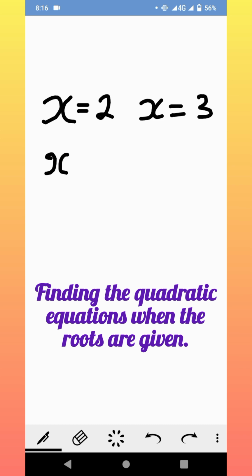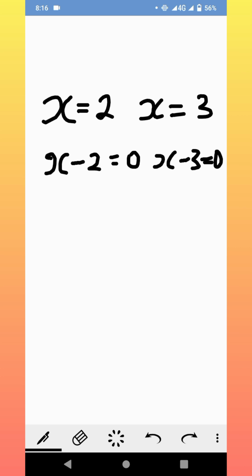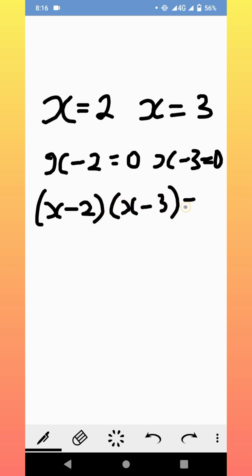So take the 2 over, so we have x minus 2 equals 0. Then here we have x minus 3, and also it is equal to 0. Alright, so since both of them are equal to 0, we equate them to 0. So you have (x minus 2)(x minus 3) equal to 0.